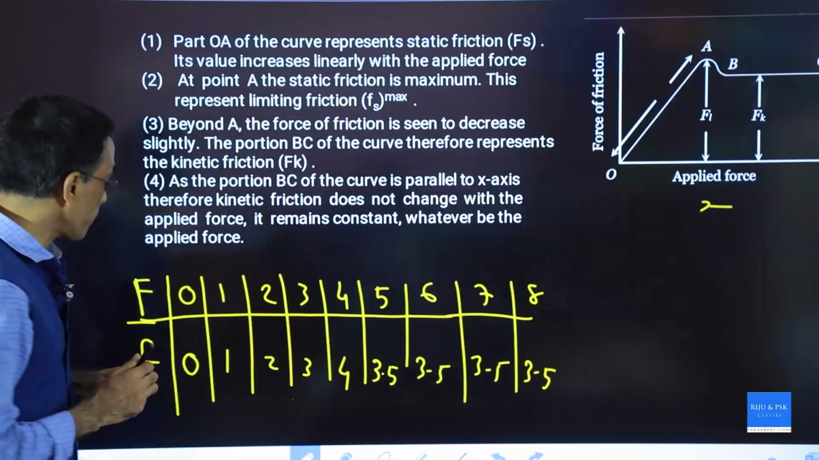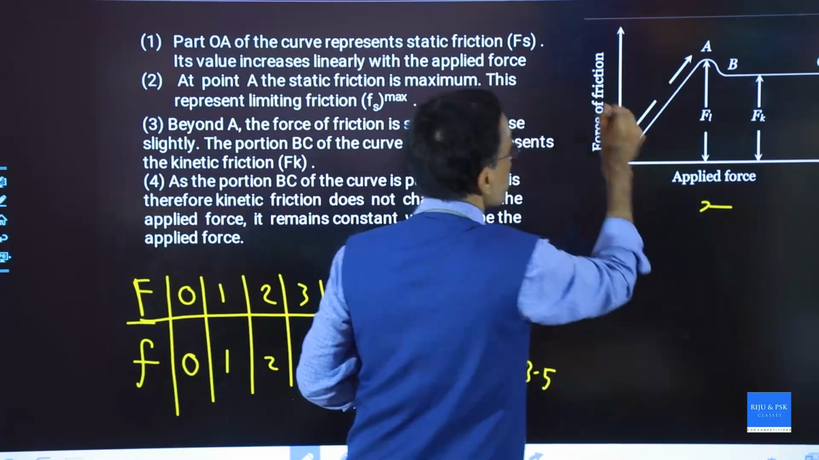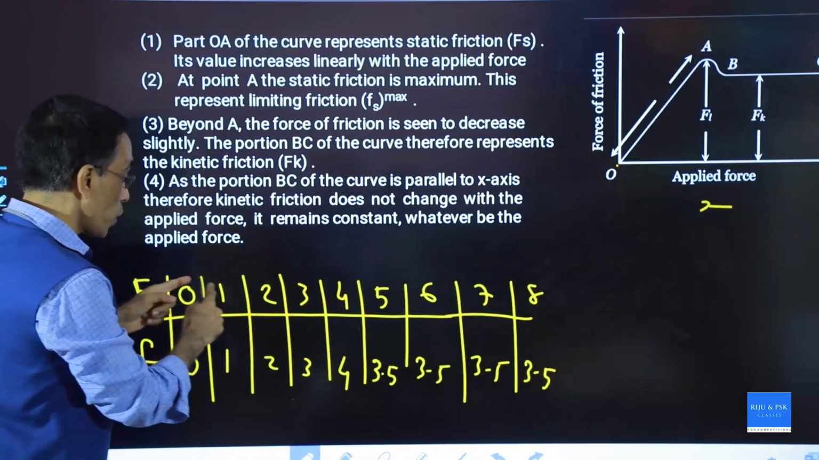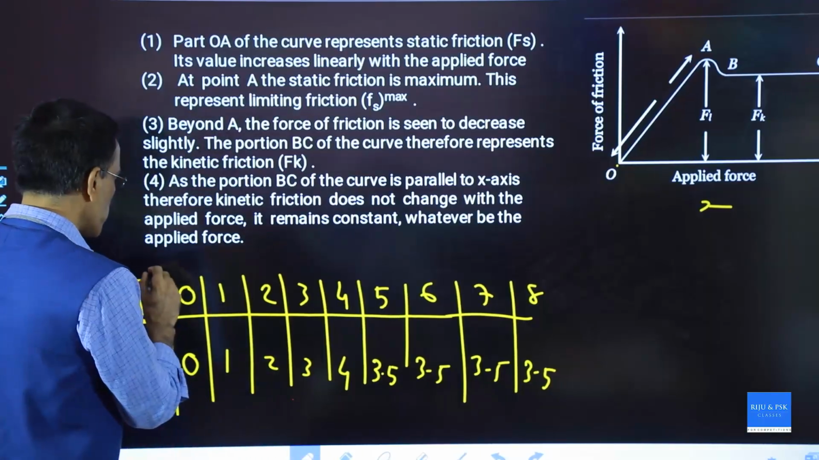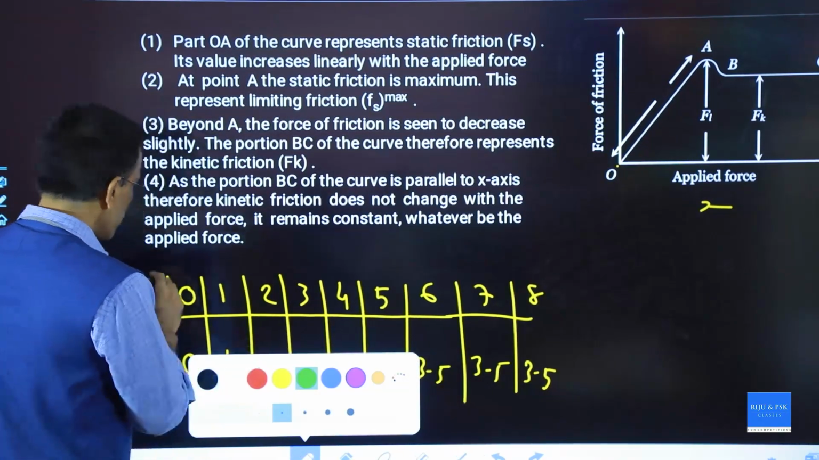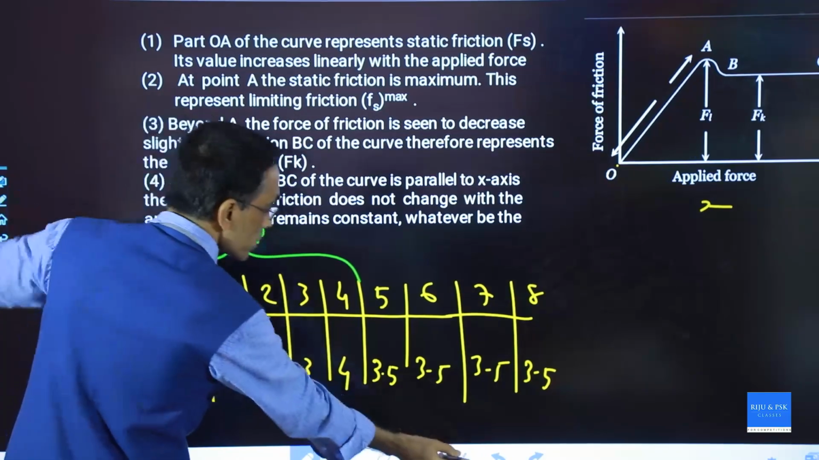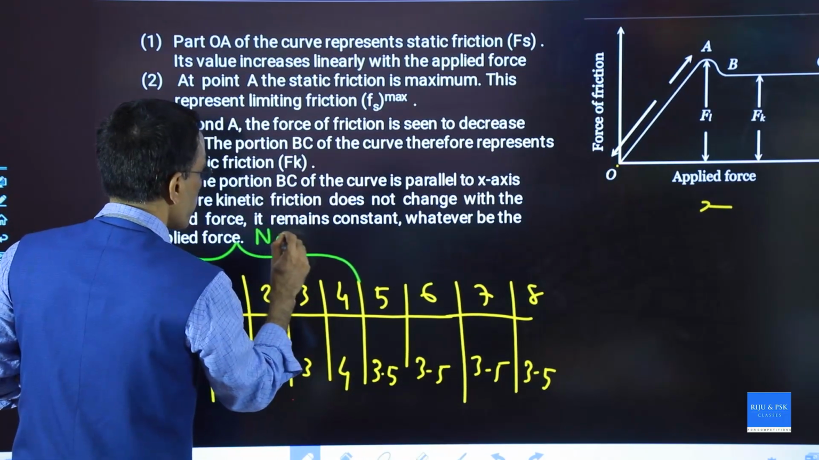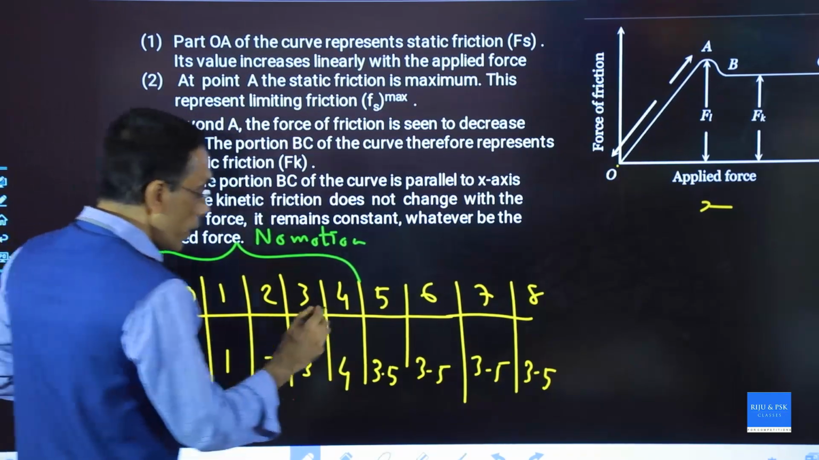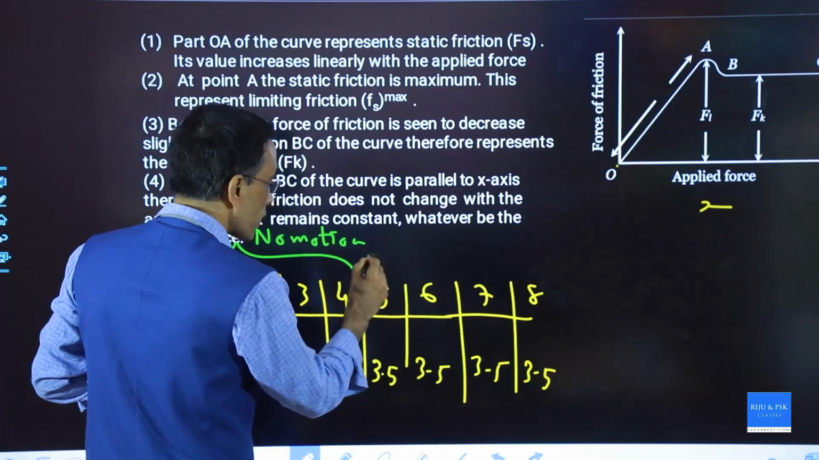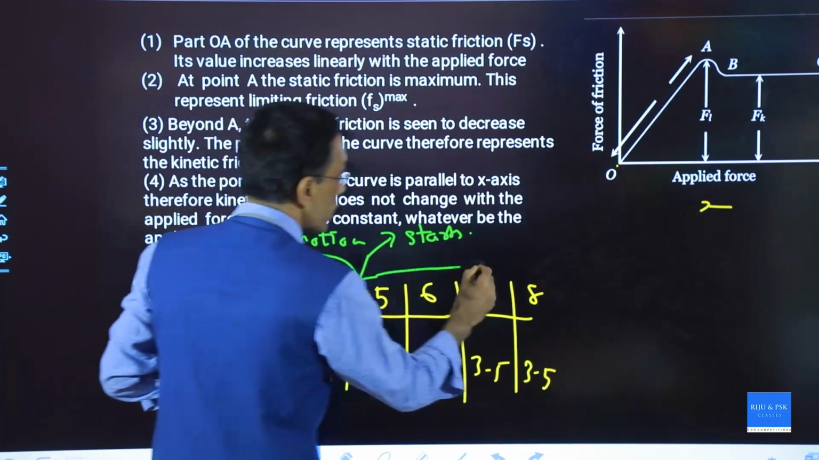Watch this. What happened? Applied force 0, there is no friction. Applied force increases from 0, 1, 2, 3, 4, etc. Friction also increases 1, 2, 3, 4, etc. So, this region up to 4, there is no motion. It is static. Okay. Now, here at this point motion starts. And here it is in motion.